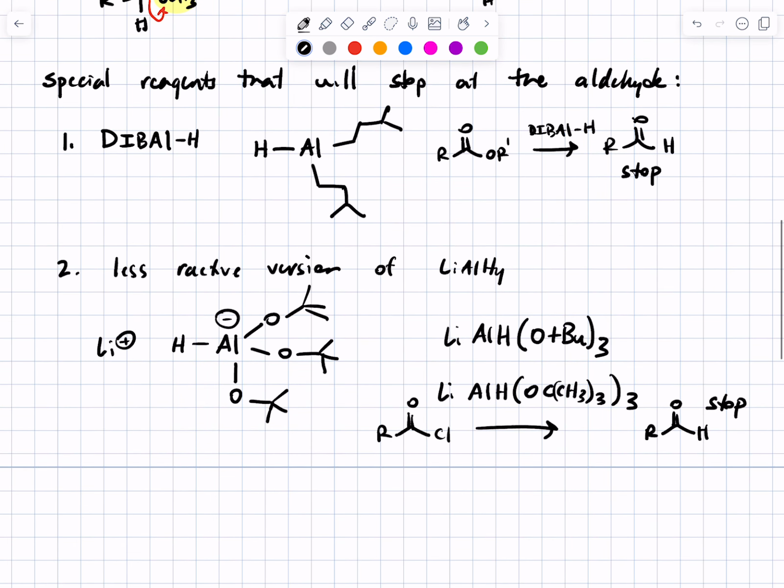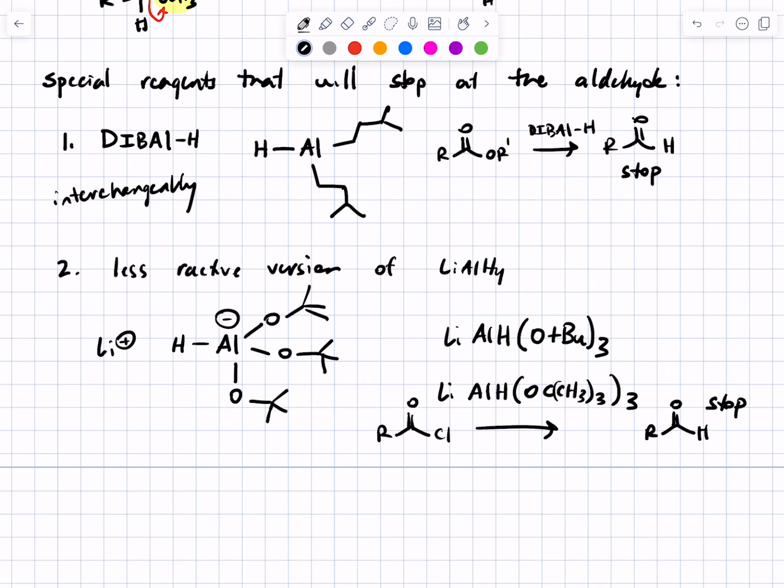As far as I can tell in your text, it often uses DIBAL for the esters and then the weird lithium aluminum reagent for acid chlorides, though it doesn't tell you at all that you have to use one for one and the other for the other. So we're going to assume that you can use them interchangeably for both acid chlorides and esters. You're going to have to memorize that both of these reagents reduce acid chlorides and esters to aldehydes.